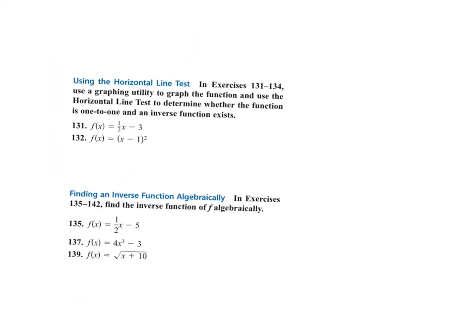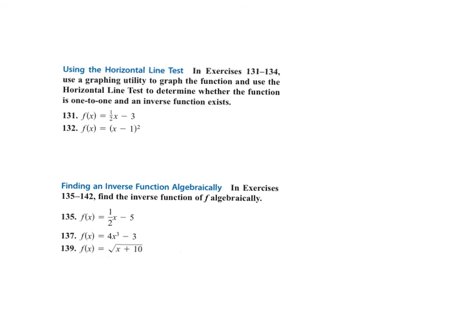All right, and then this was the end of 1.6. So this is your use a graphing utility, figure out the horizontal line test to see if the function is 1-to-1 and if an inverse function exists. So you don't even need, hopefully, the graphing utility to do that. A graphing utility is going to help.